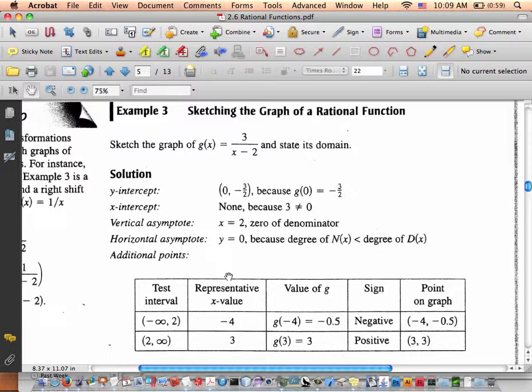The power of the denominator is what? Greater. What is the power of the denominator? It's 1. What's the power of the numerator? 0. It's a constant, right? So the power of the numerator is 0. Whenever you have a constant, it's 0. So the denominator is greater.